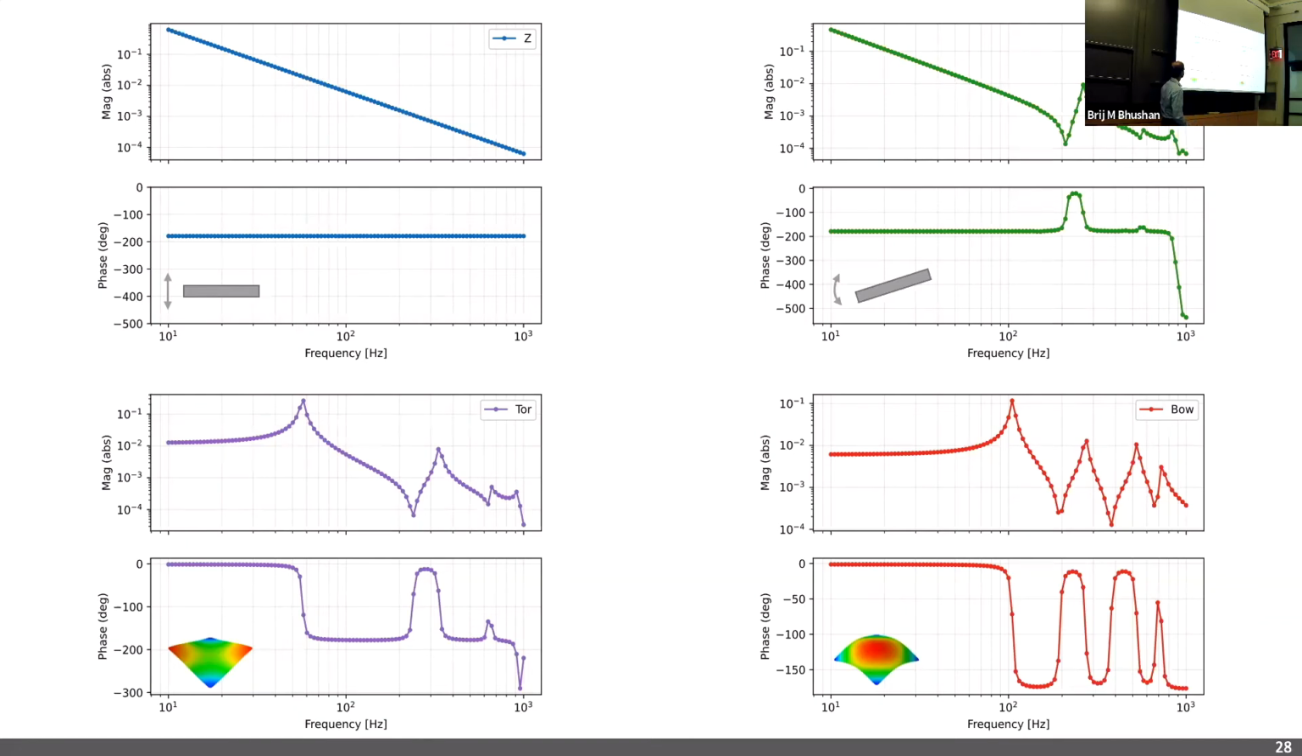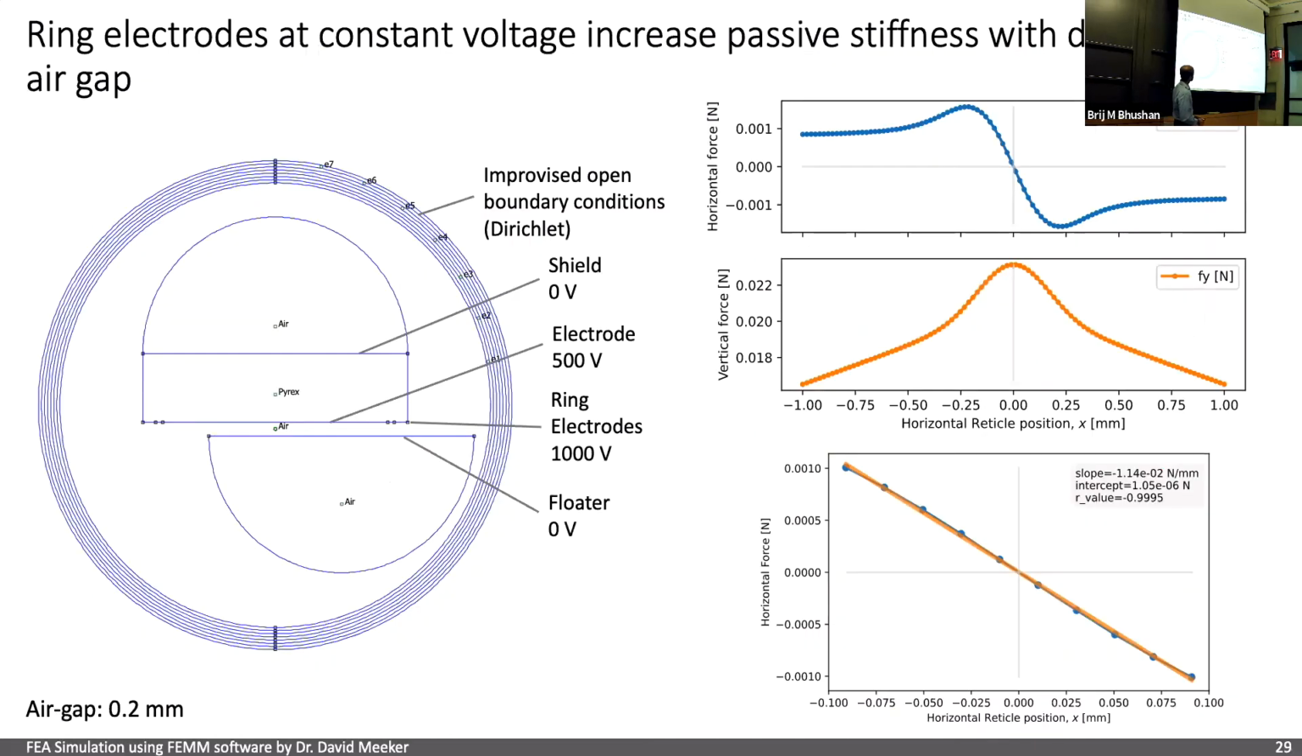But yeah, question. Okay, so for the horizontal modes, we get the horizontal forces with x displacement. Because we want to passively stabilize the horizontal direction, we want to know how stiff the system is to any deviations in the horizontal direction. We obtained that by using FE analysis using FEM software. We have the ring electrodes here at the 2 corners, and this is the main electrode at the center. The main electrode is set at 500 volts, and the ring electrodes are set at 1000 volts. Then we move the floater from left to right and see what the horizontal forces are, which are plotted on the top right.